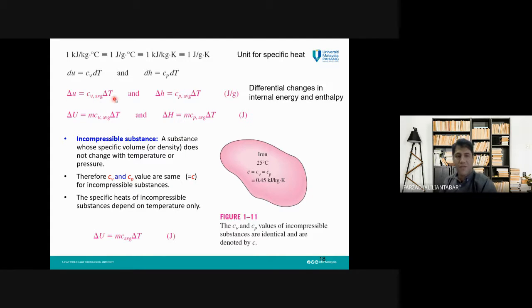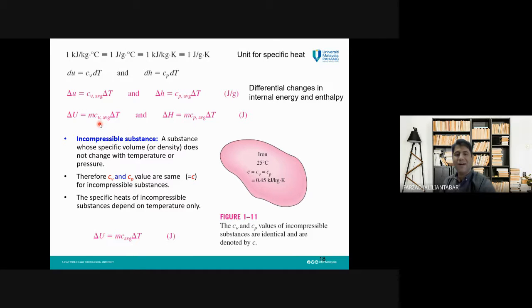But for these cases, for example, imagine we have a system whose temperature changes from 50 to 70. How can you write this equation? You need to find the average temperature: 50 plus 70 is 120, then divided by 2, the average is 60 degrees Celsius. So Cv for 60 degrees Celsius is what we should put in this equation. I hope it is clear.